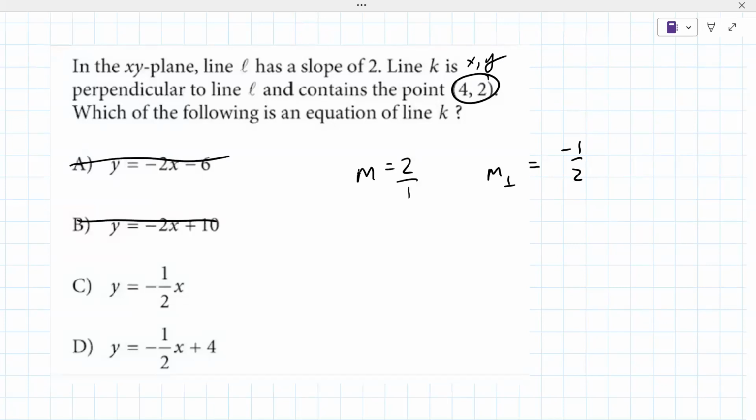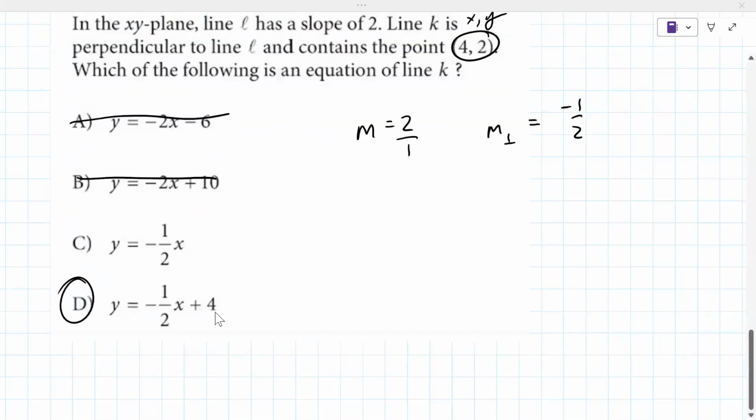It has to work in which equation? Which equation does it work in? D. Yes, letter D. All right, very good. How does the point 4 comma 2 affect the equation?